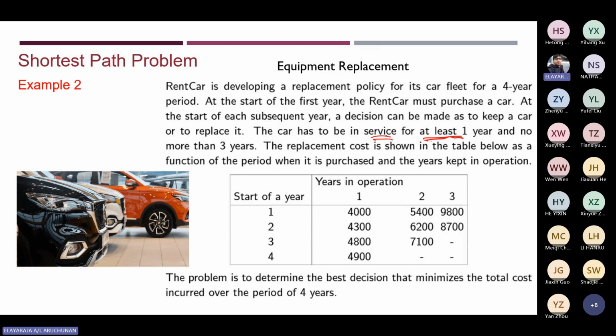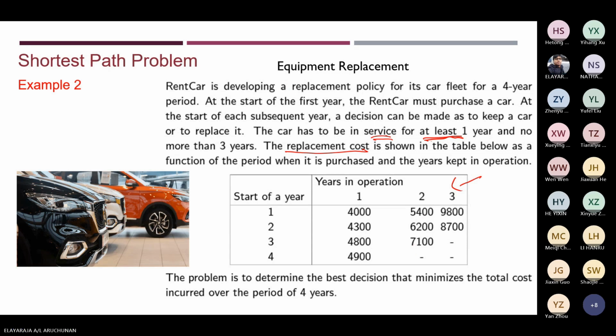Now the replacement cost is shown in the table below, as a function of the period when the car is purchased and the years kept in operation. One part is the price of the car each year when you make the purchase, and then there is the other operational cost, for when you keep the car, as listed in the table.